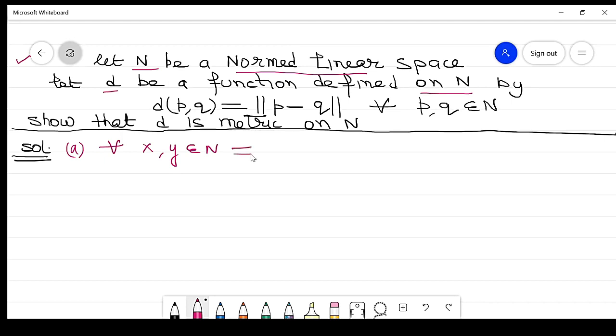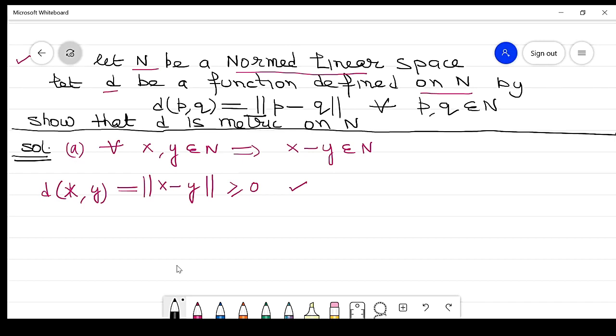Now it implies x minus y also belongs to N. So it means it is a vector of N. If it is a vector of N and N is a norm space, by property number 1 it is always positive. So what is this? It is a distance between x and y. So it satisfies property number 1. It is always positive. It means distance between x and y is greater than or equal to 0.